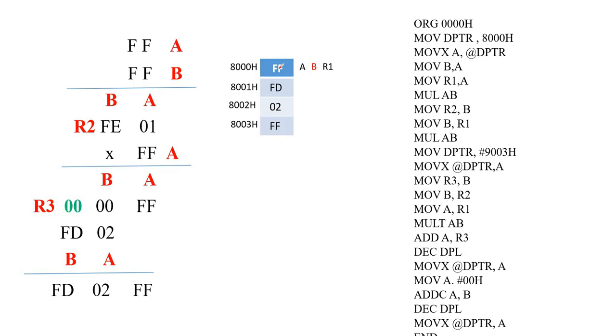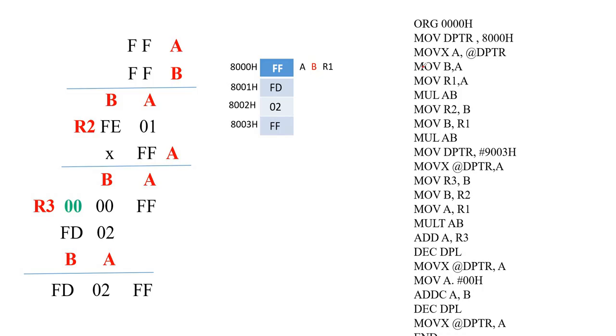Now we need the second operand, B. Here A is having FF, and now we want this FF in B also. So for that, what will we do? We will copy the contents of A into B by using this instruction, that is MOV B, A.